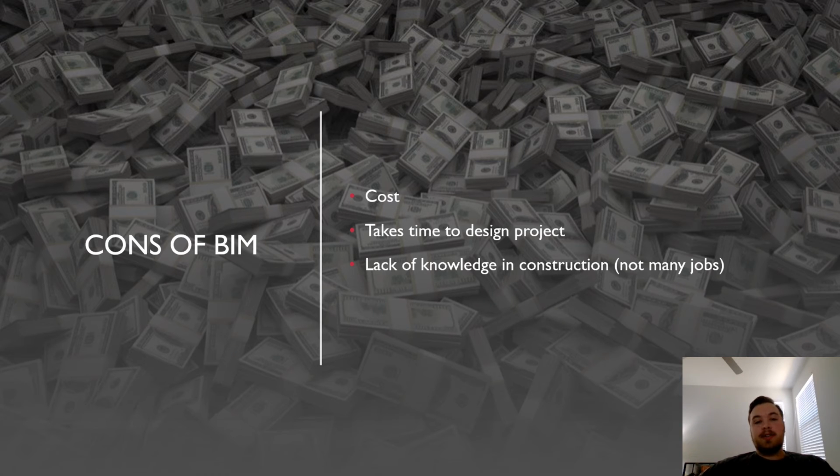So what are the cons? Of course, the cost. It's pretty expensive. Also, the time it takes to design a project. It can take anywhere from a month to 6 months to 8 months, depending on how well the building is designed on paper and how well the architects and the engineers and the general contractors are getting along. That's one of the biggest issues.